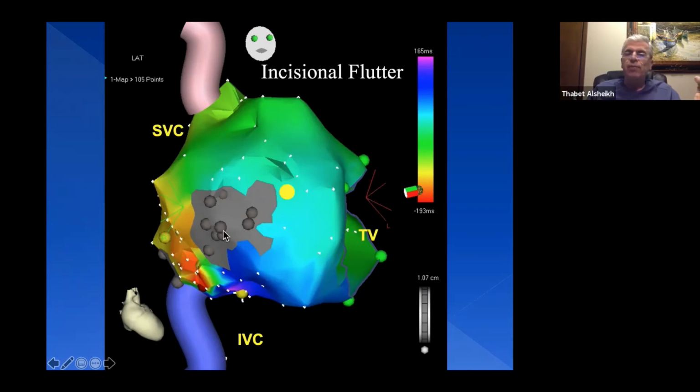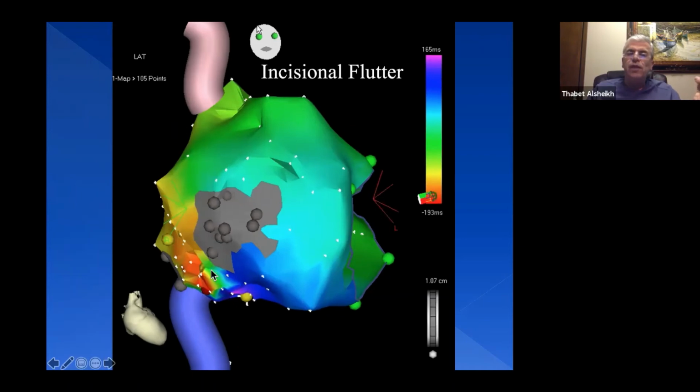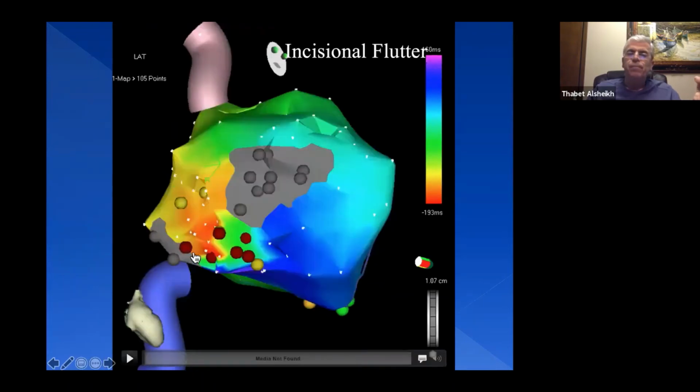So how did we stop that re-entry circuit? By connecting the bottom of this scar to the IVC with multiple lesions like we see here. That terminated the tachycardia.